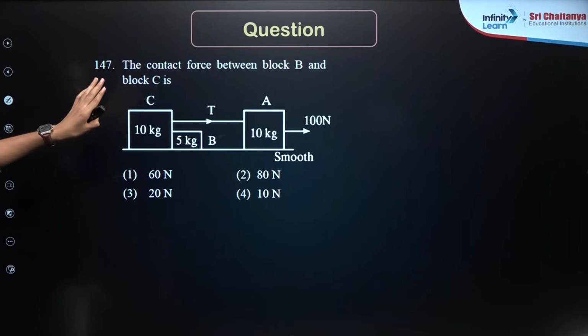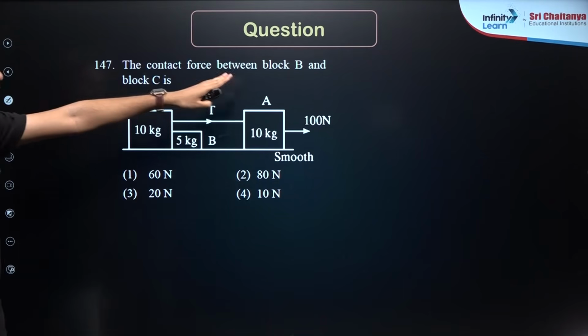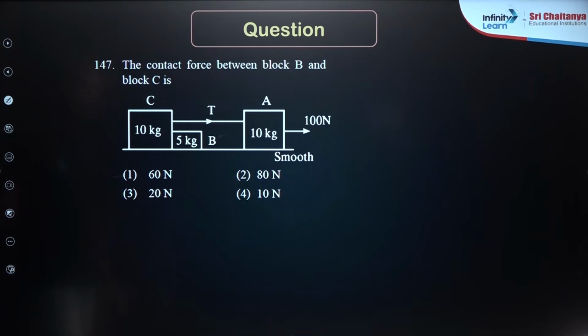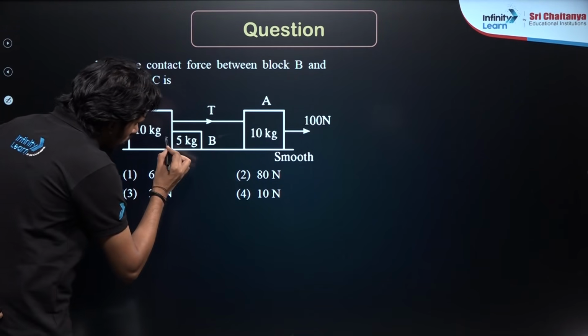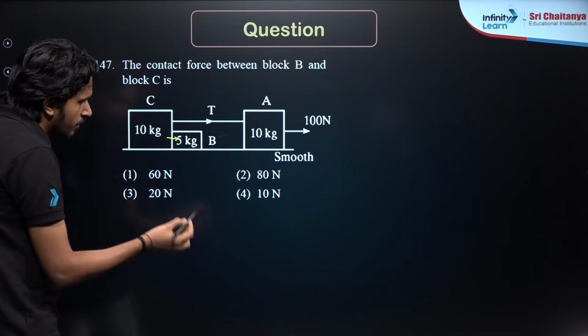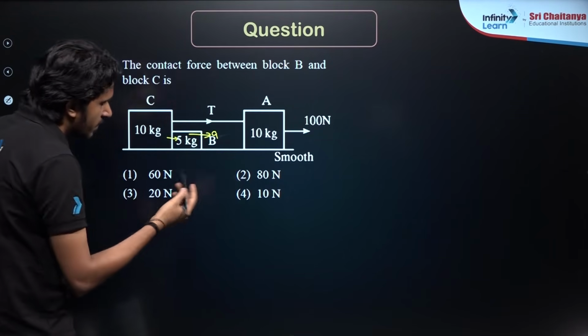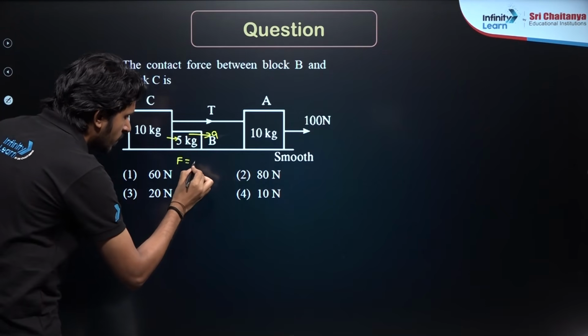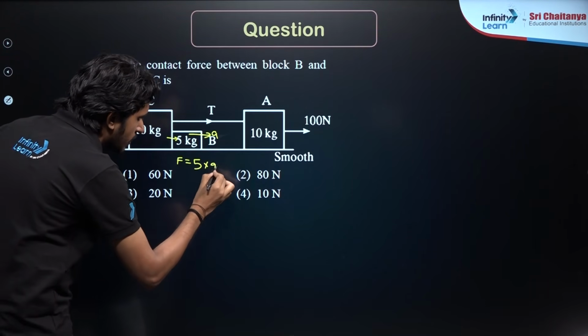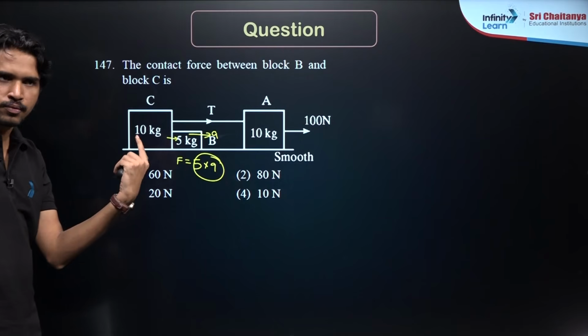Then the next problem is the contact force between block B and block C. Simple. Now let's say that contact force is F, and due to that force this block is going to move with an acceleration. So that force will be ma, 5 into a. Now find the value of a and find the value of that force.